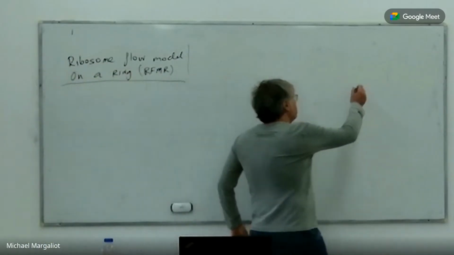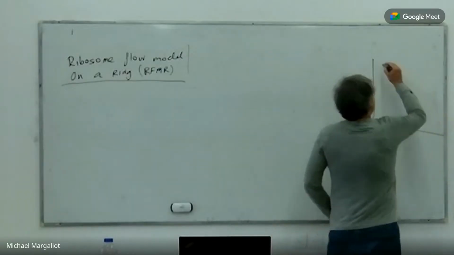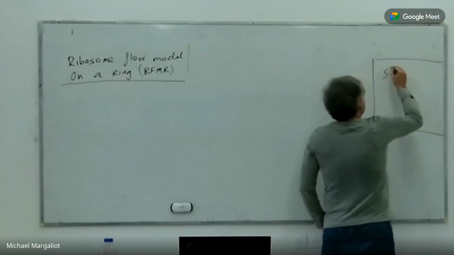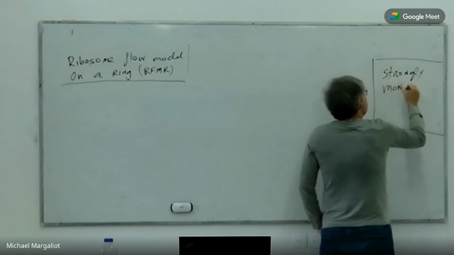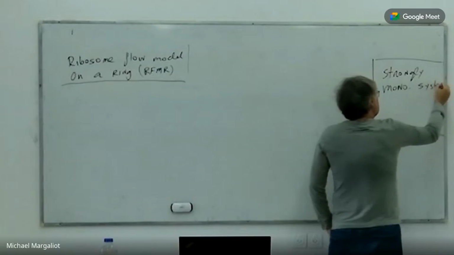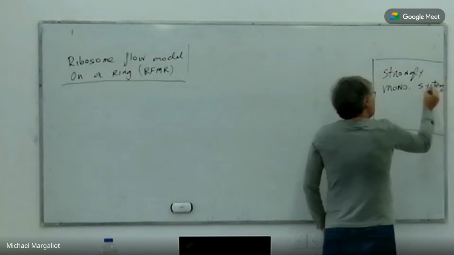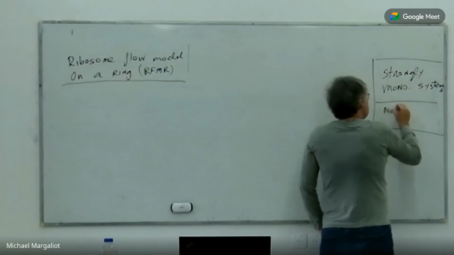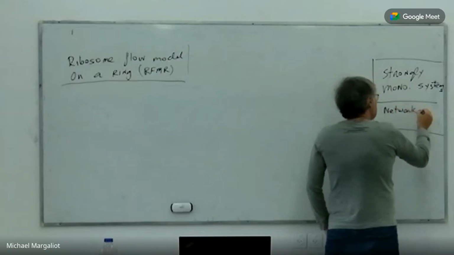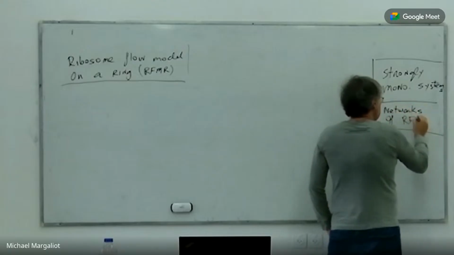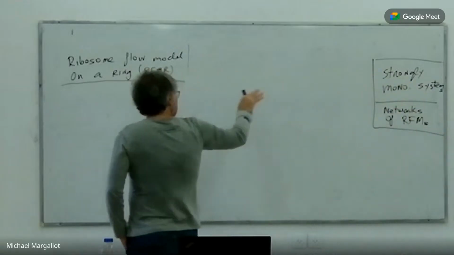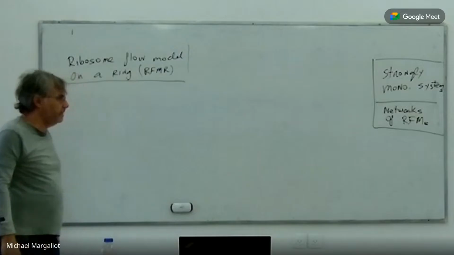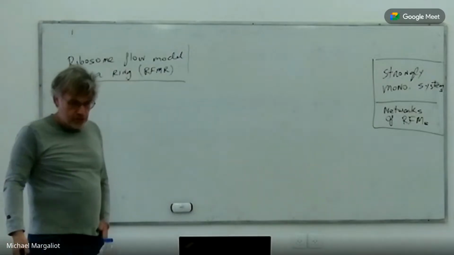And the plan for the next talks, I will speak a little bit about something called strongly monotone systems, because this is needed for the last topic, which is networks of RFMs. So this is the plan. We speak about this, and then these two topics, and then we finish.